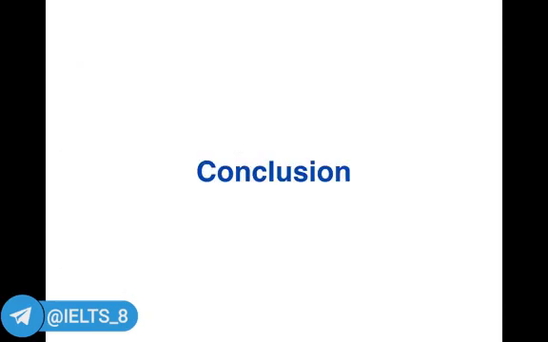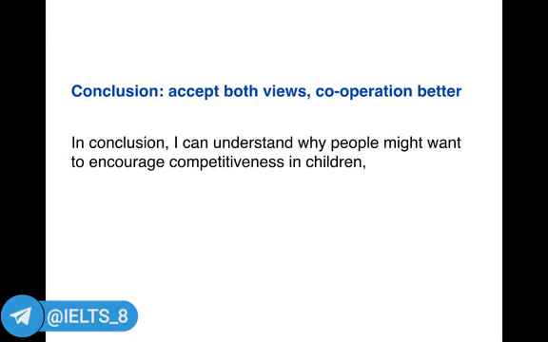If we go back to the plan that we wrote for the conclusion, we're going to say that we accept both views, but we think cooperation is better. First, I'll show you half a sentence where I accept the other view. In conclusion, I can understand why people might want to encourage competitiveness in children. By saying I can understand why, I'm accepting the view that competitiveness could be useful. But notice the sentence isn't finished.